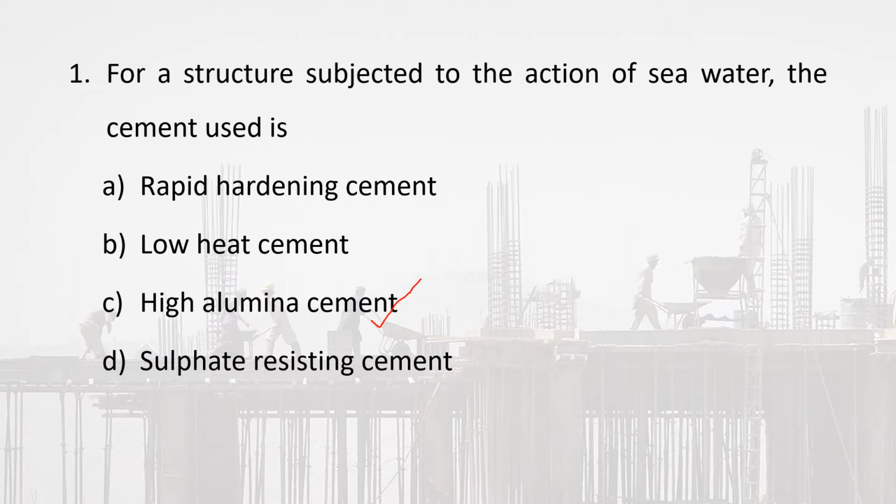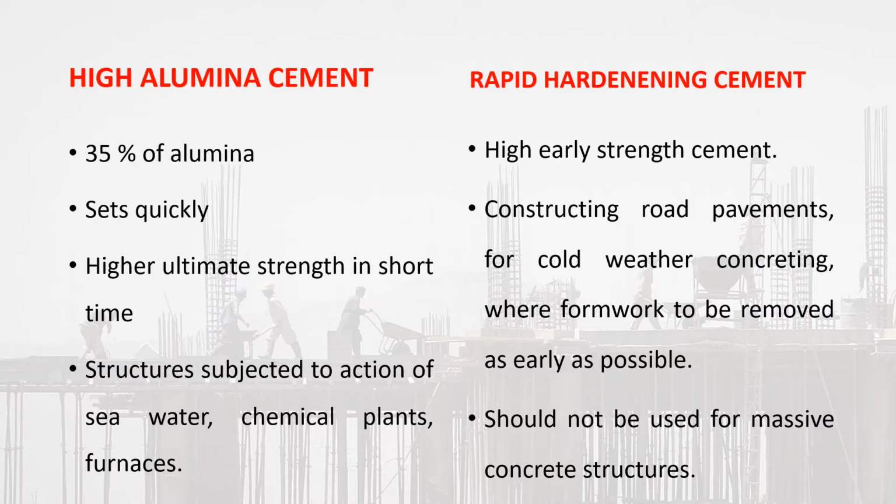High alumina cement contains about 35% of alumina. This cement sets very quickly and it attains a higher ultimate strength in a very short period of time. So it is used for structures which are subjected to the action of seawater, chemical plants, furnaces, etc.